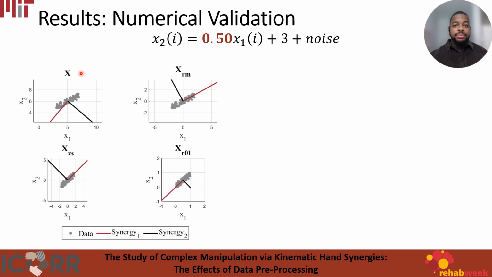Here, we see the data after preprocessing for each of the different 4 preprocessing types, and the associated synergies or eigenvectors shown in red and black. One thing to immediately notice is that in this raw data case, the first synergy shown in red does not match the principal direction of the data. This is also observed in the range 0-1 data case, but isn't observable by the naked eye.